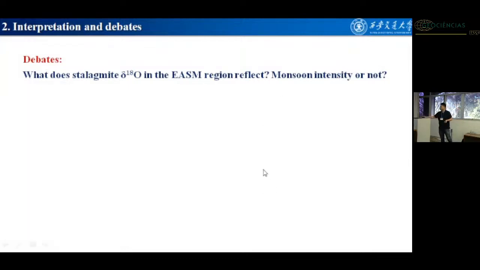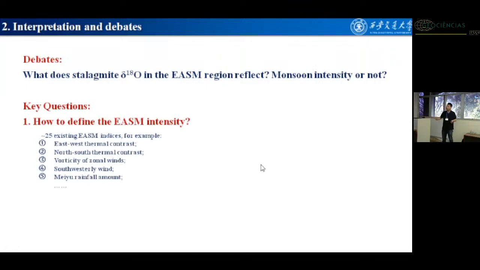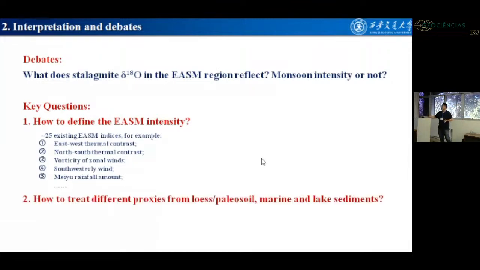To resolve these debates, I think we need to first answer three questions. First is how to define the East Asian summer monsoon intensity. Currently, there are about 25 existing East Asian summer monsoon indices. For example, the East-West thermal contrast, and also the North-South thermal contrast, vorticity or zonal winds, southwesterly wind, and rainfall amount. These are the five main East Asian summer monsoon intensity indices.